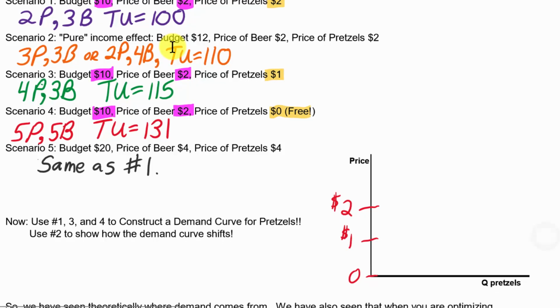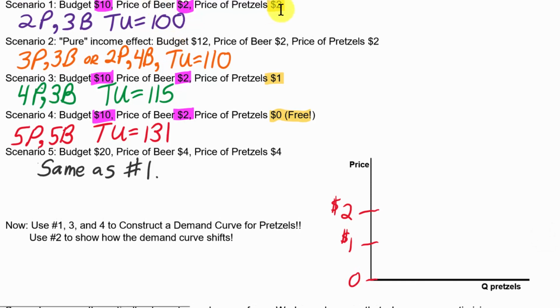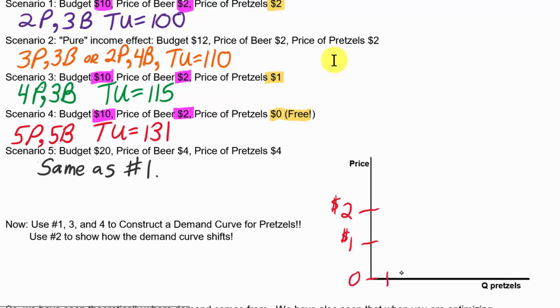And then we observe that ceteris paribus, at a price of $2, the person wants 2 pretzels. All right, so 1, 2. There's 1 point on our demand curve. When we lower the price to $1, the person now wants to buy 4 pretzels. So $1, 4 pretzels, there's another point. And then when we lower the price to free, the person wants 5 pretzels. If we connect these 3 points together, we get a demand curve for pretzels. As prices change, how does the quantity demanded change?